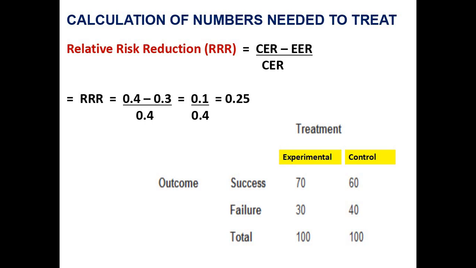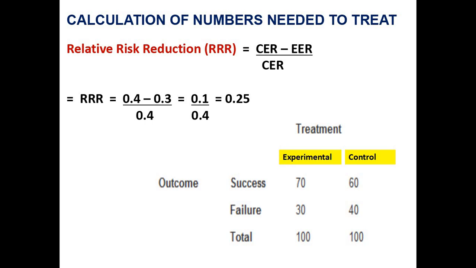So relative risk reduction is 0.4 minus 0.3 divided by 0.4, or in other terms 40%, that is control event rate, minus 30%, that is experimental event rate, divided by 40%. That means 0.1 divided by 0.4, that is 0.25. That means 25% of control event rate is reduced because of the treatment.